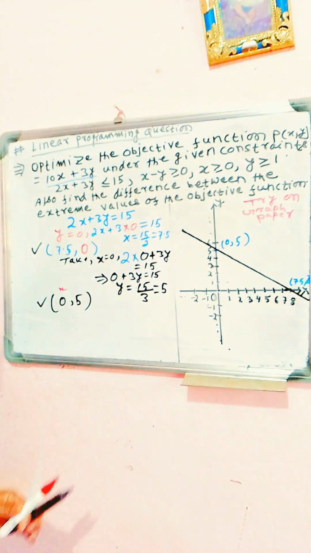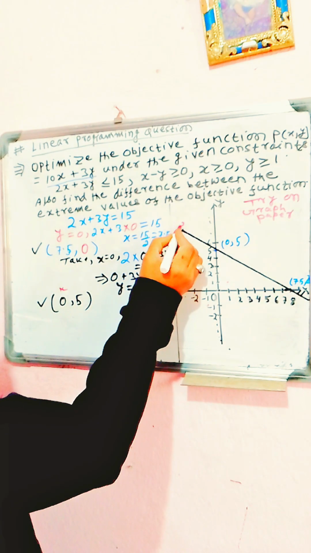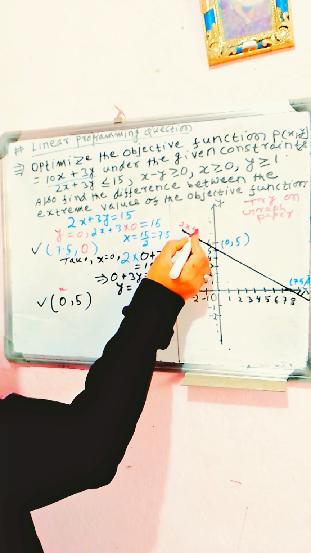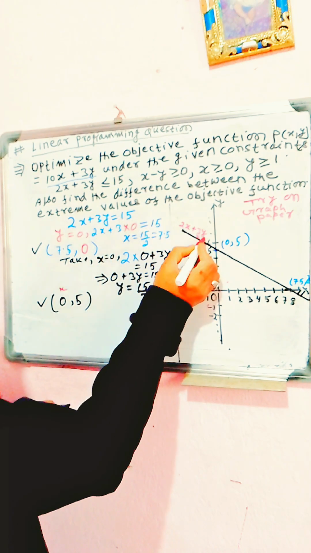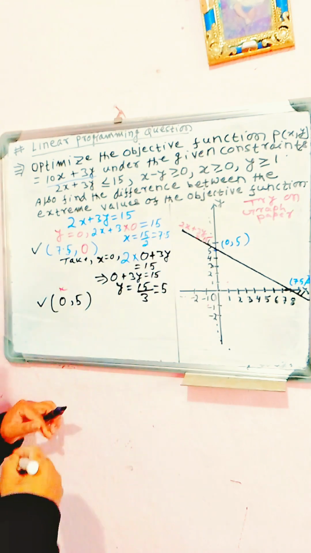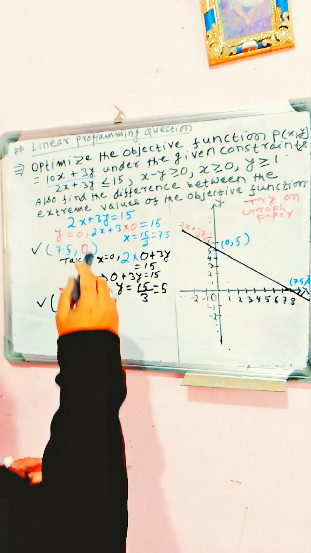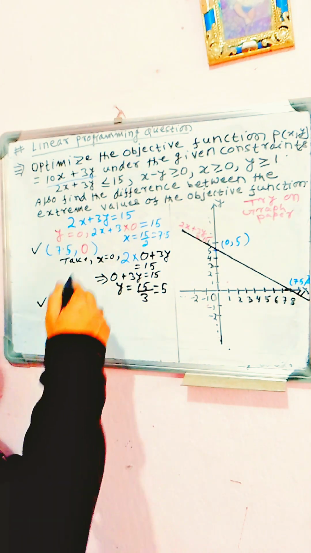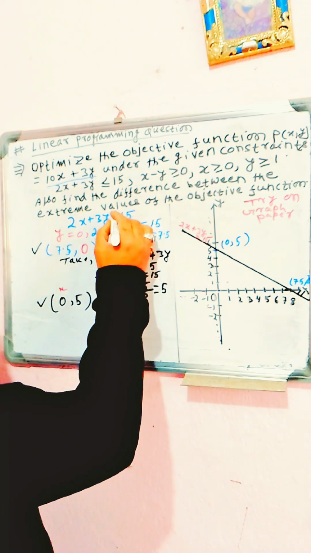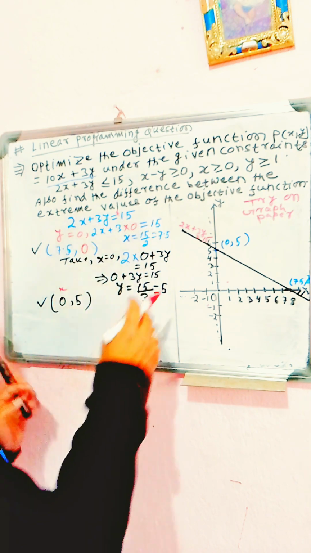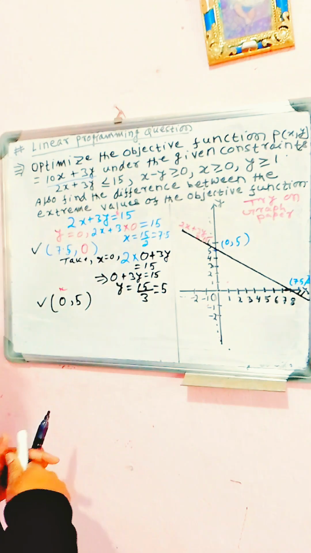So we have already plotted one line, the equation of the line 2x plus 3y equals 15. Now 2x plus 3y is a constant, and according to your question it is given as less than or equal to 15. We are saying only 15, which means we are talking about only the boundary.